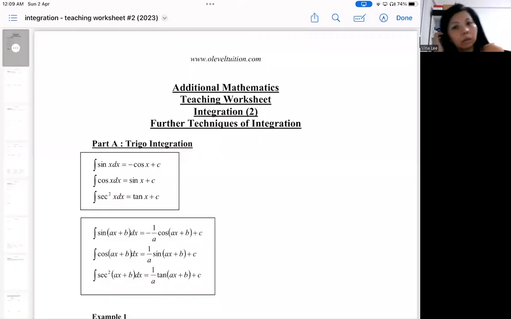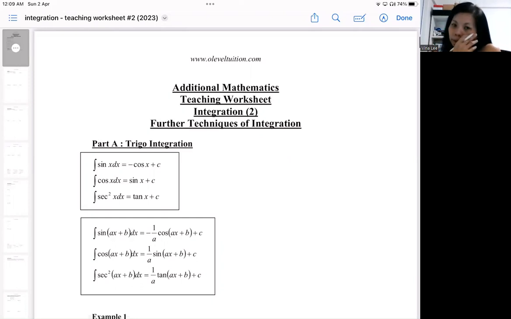Okay, so in this teaching worksheet for integration, we are looking at more techniques of integration. In the first teaching worksheet, you already got the three basic integration formulas. And also in the first teaching worksheet, you also have the part about finding the equation of the curve using the three basic formulas. But in the equation of the curve, there is an extra constant that the question will provide you the information to calculate.